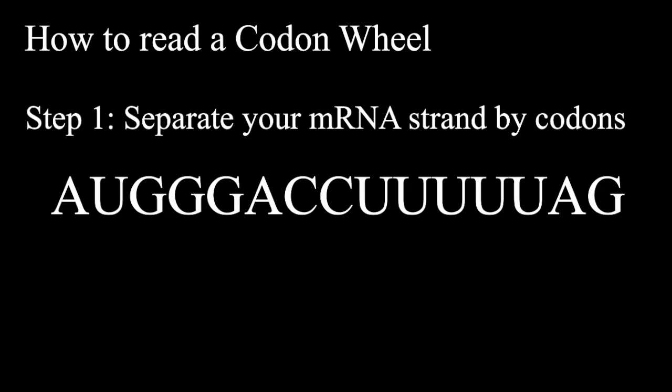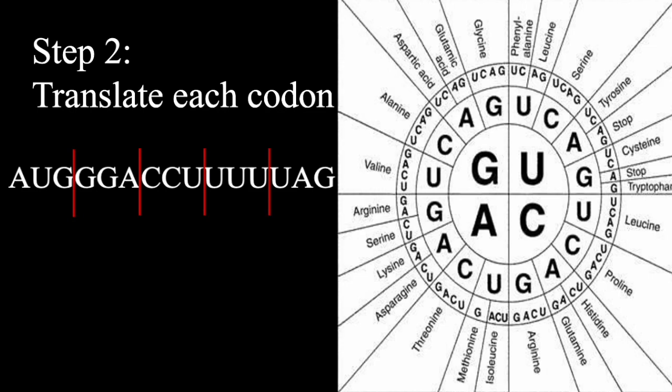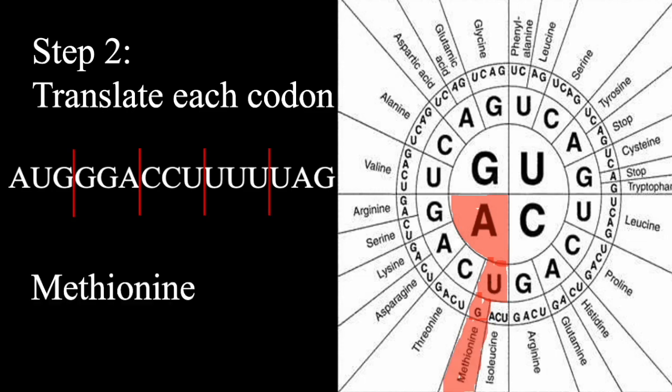So step 1, we have to separate your mRNA strand by the codons. If codons are read 3 at a time, you break up your mRNA message as follows, and you use the codon wheel. Starting with AUG, you start from the center of the codon wheel, looking at A. Then we have U, and then G. After the G, we see the amino acid methionine.